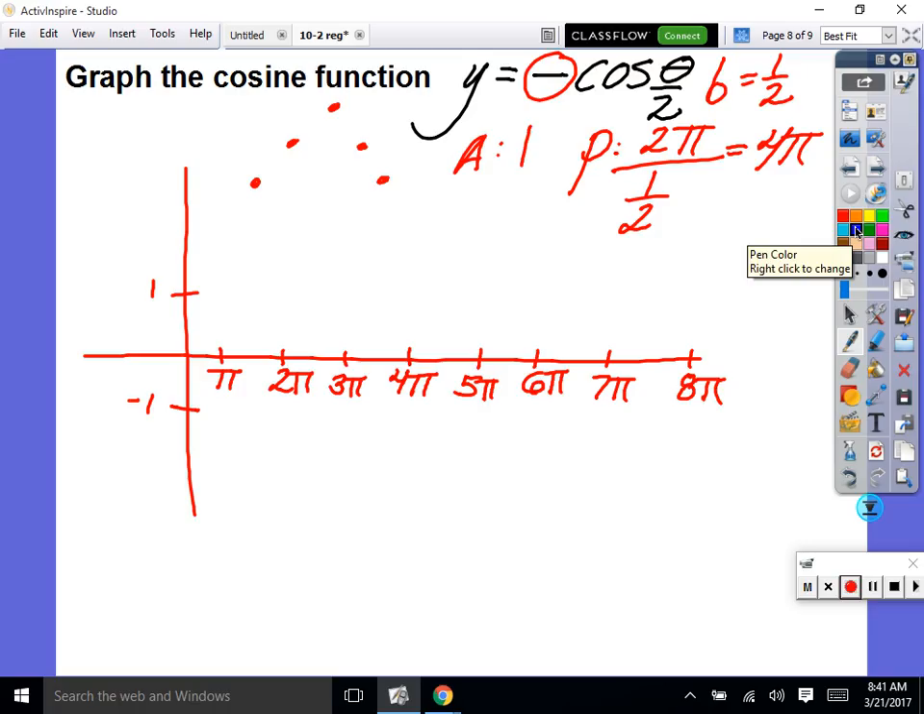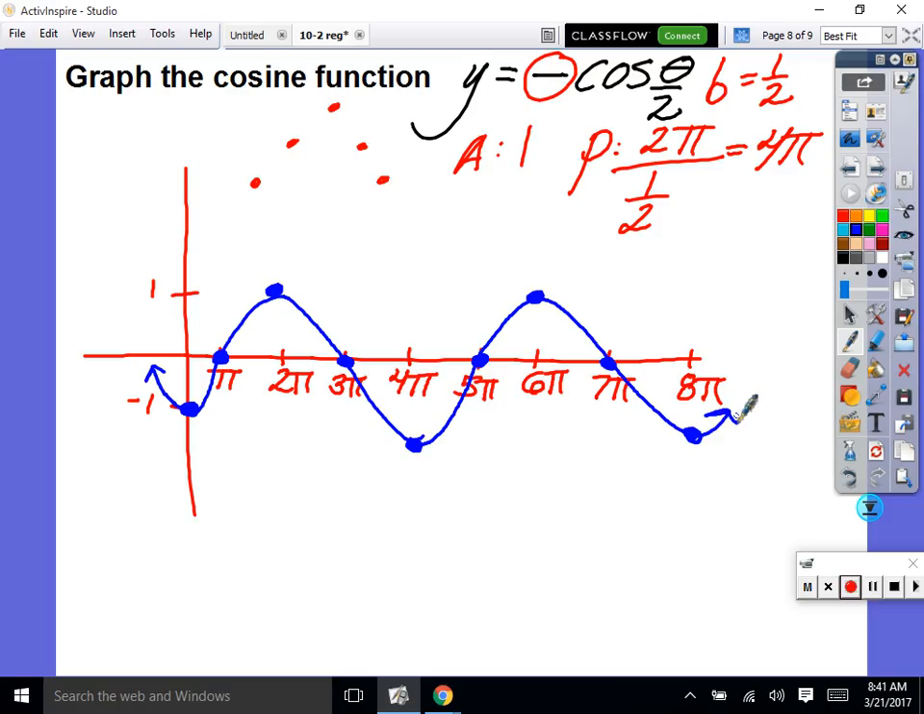And now cosine, since it was negative, we'll start at the min. 0, max, 0, min. And make sure you ended up at the right spot. The length of one cycle was 4 pi. That's where we ended. Bouncing back up. Now min, 0, max, 0, and then min. We ended up at 8 pi after another cycle, so we're doing good. And we're done.